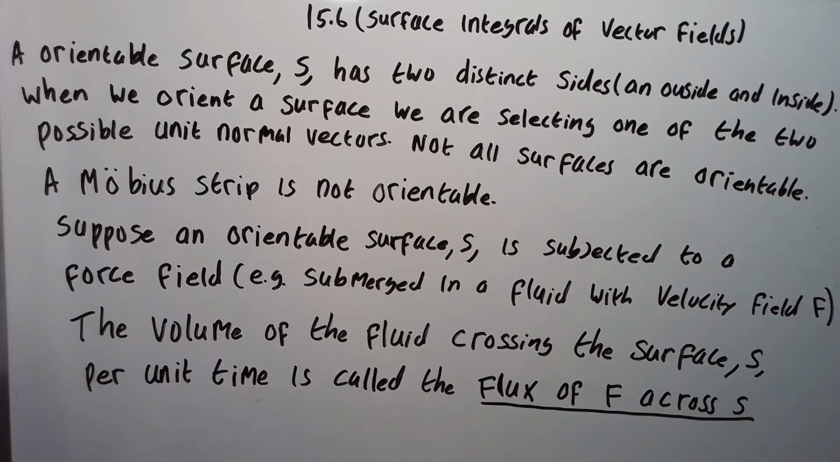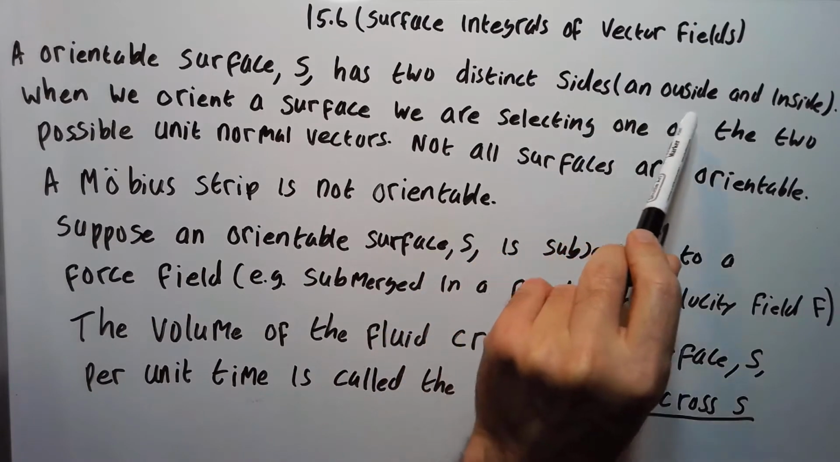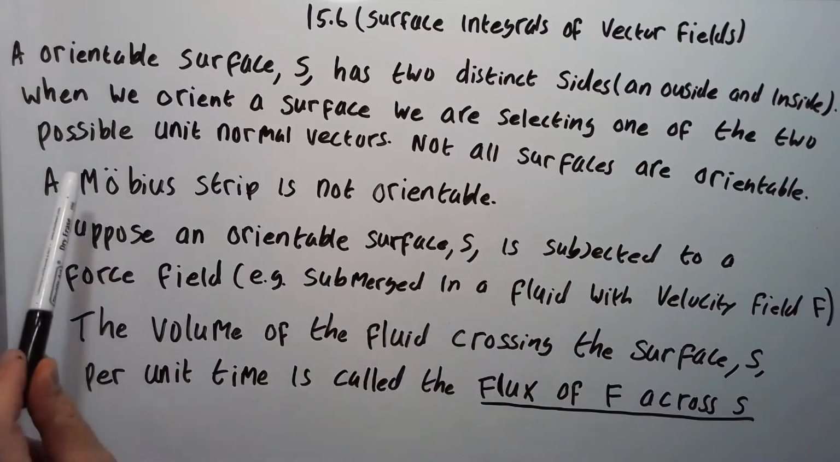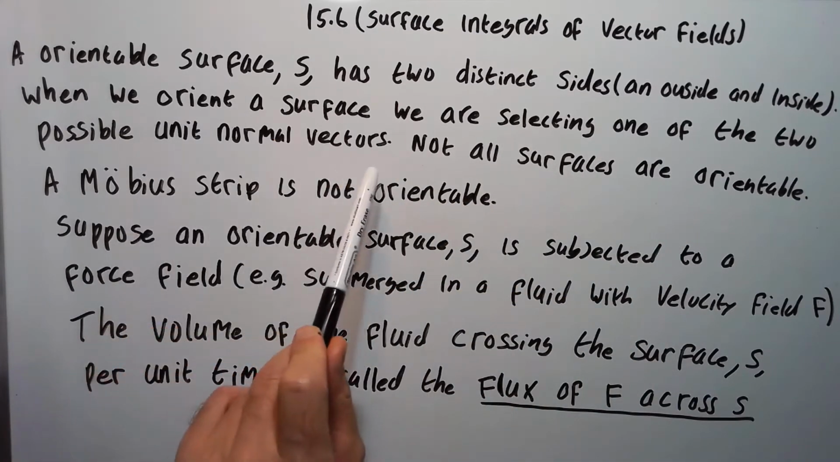Okay, so let's do 15.6, which is surface integrals of vector fields. An orientable surface S has two distinct sides, an outside and an inside. So when we orient a surface, we are selecting one of the two possible unit normal vectors.